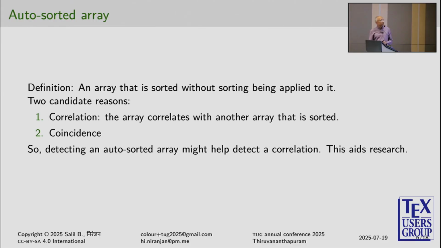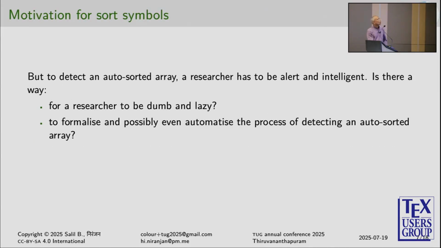So detecting an auto-sorted array might help detect a correlation, and this helps research. It helps you find patterns in the data. But to detect an auto-sorted array, a researcher has to be alert and intelligent. Who wants to be alert and intelligent? We would rather be dumb and lazy. So, there are tools for being dumb and lazy.